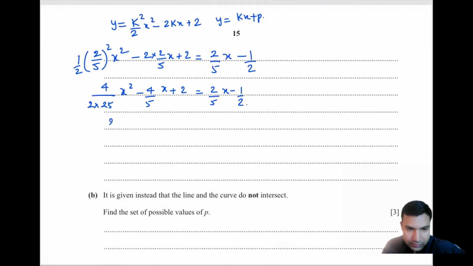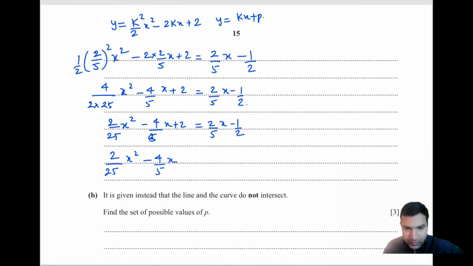So we get 2 by 25 x squared minus 4 by 5 times x plus 2 is equal to 2 by 5x minus 1 by 2. So taking everything to one side, we get 2 by 25 x squared minus 4 by 5 x minus 2 by 5 x plus 2 plus 1 by 2 equal to 0. So I'm solving it here.